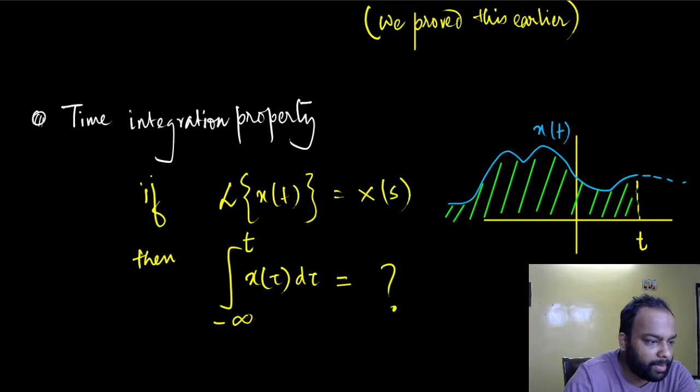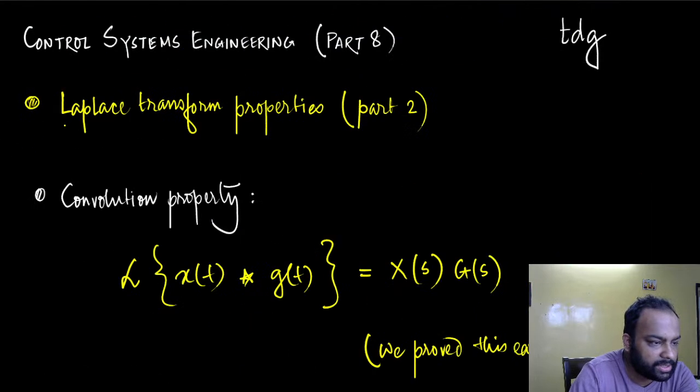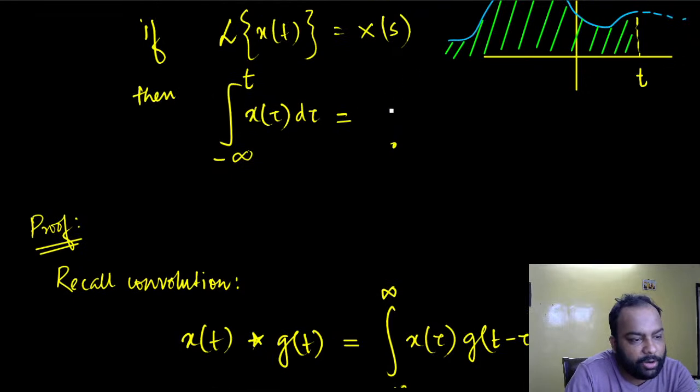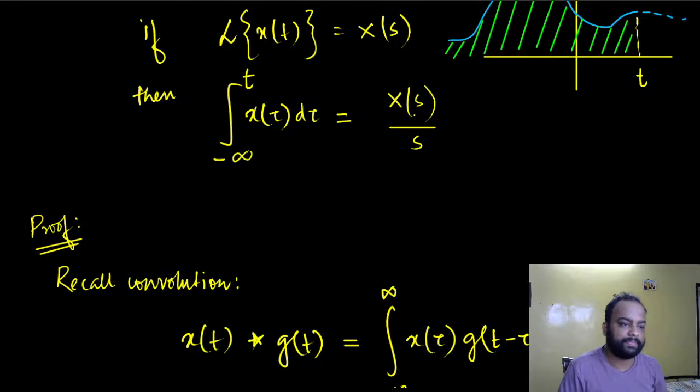So what was our problem here? What we have derived is that if we do a time integration on the signal, the result is essentially this. If the Laplace transform of a signal is X(s), then the Laplace transform of the time integration up to time t would be X(s) by s, and that is supposed to happen, right?